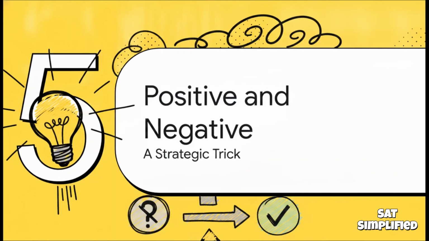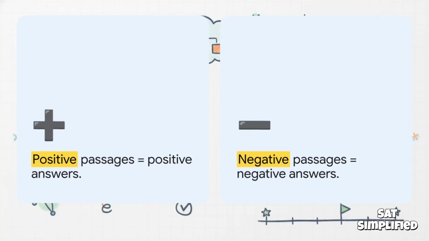And finally, we arrive at Section 5, playing positive and negative, a strategic trick for elimination. This strategy is a massive time saver. Matching the general tone of the passage to the tone of the answer choices can often eliminate one or two wrong options immediately. Often, the function verbs in the answers, like explain or describe, are pretty neutral, but the rest of the phrasing will lean either positive or negative. So if your passage is generally highlighting a really positive discovery, you can just instantly cross out answer choices that contain negative phrasing, like limits or less complex.